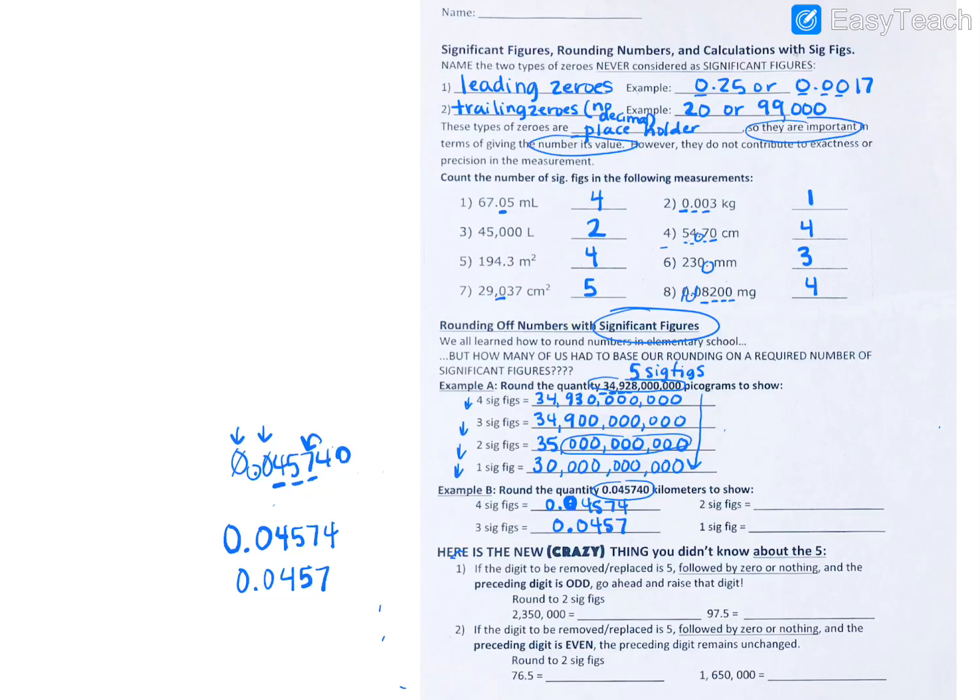And then 2 sig figs, that means that we're going to be able to keep the 4 and the 5, okay? So only the 4 and the 5. Now the 7 will round this up, so this is going to be 0.046.